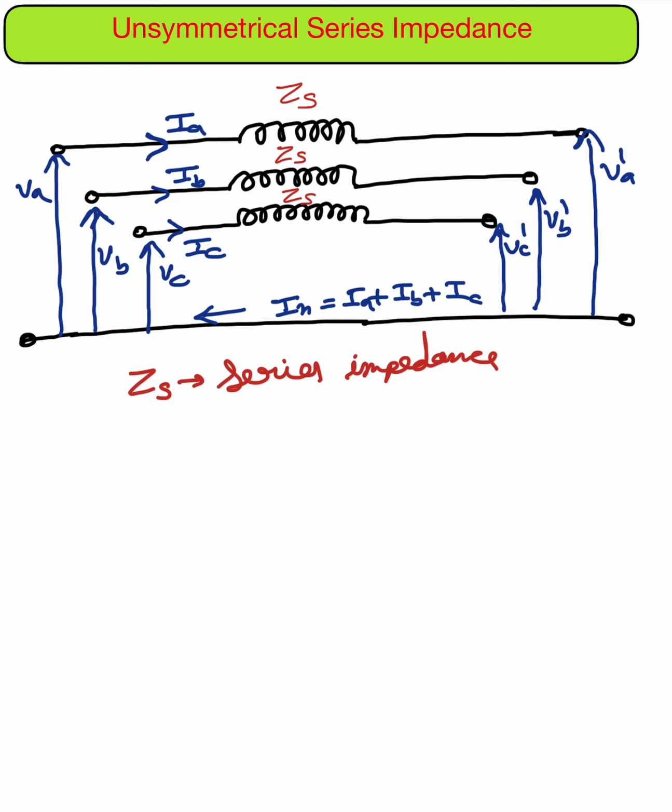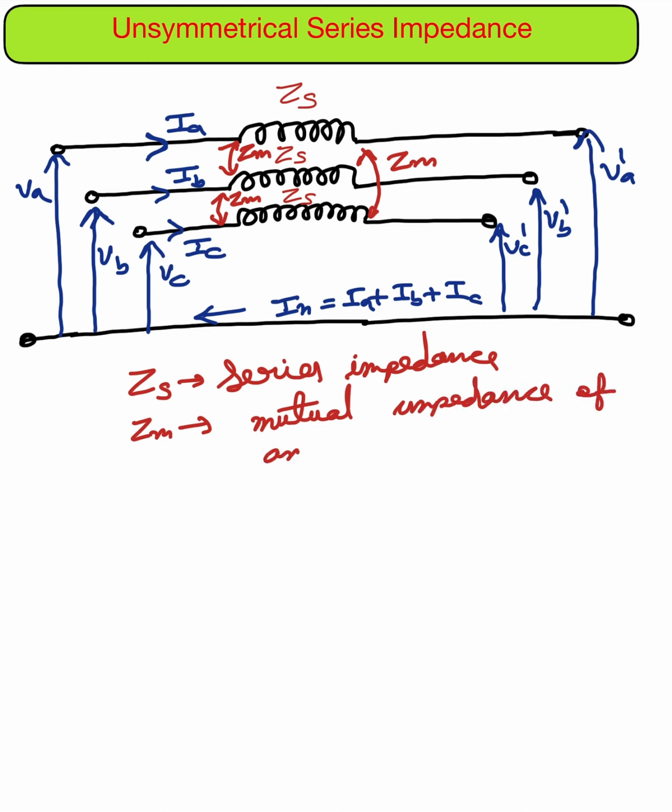Across that, there is the mutual impedance. Here it is the mutual impedance between phase A and B, that is ZM. And this is the mutual impedance ZM between phase B and C. And this is the mutual impedance ZM between phase A and phase C. So ZS is the series impedance, whereas ZM represents the mutual impedance of any line pair.